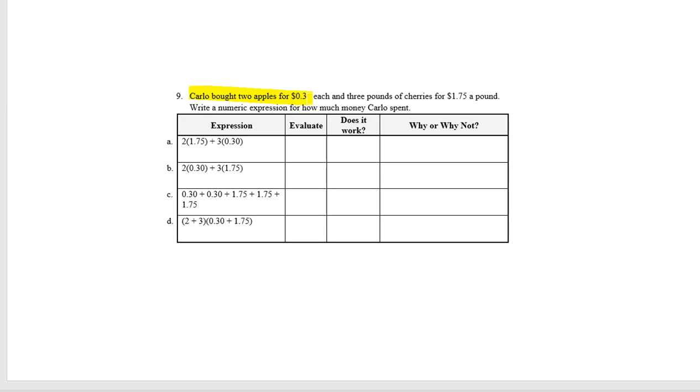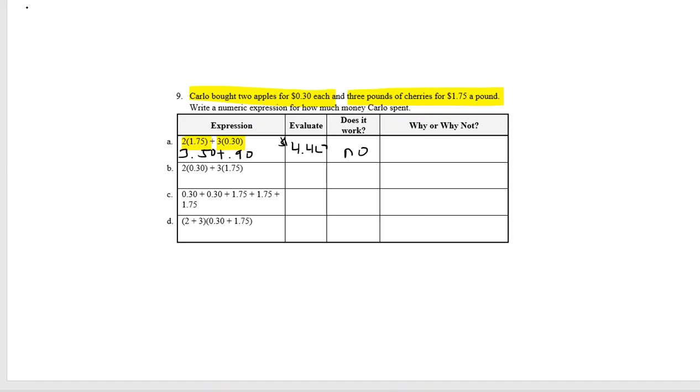Carlos bought 2 apples for 30 cents each and 3 pounds of cherries for $1.75 a pound. Write a numeric expression for how much money Carlos spent. Okay, so this is showing 2 pounds of cherries for $1.75 and 3 apples for 30 cents each. So that does not work. And if we evaluate this, this would be $3.50 plus 90, and that would be $4.40. Okay, and does this work? I don't know why I wrote yes. This one would not work.